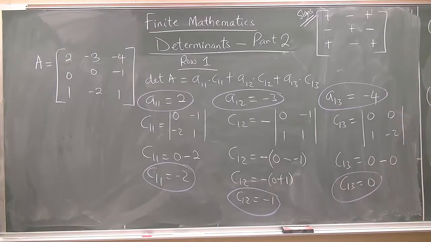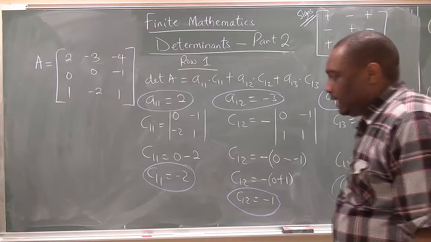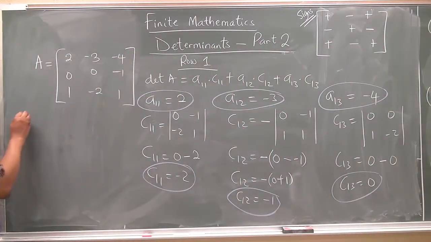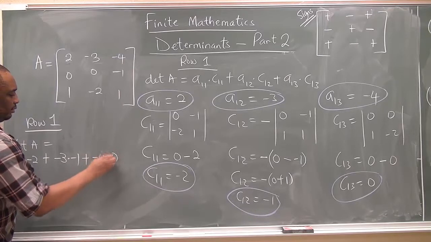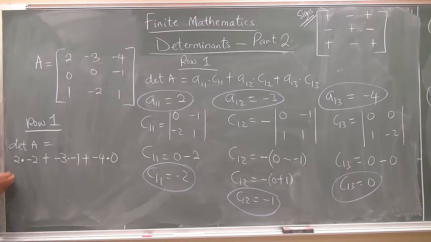So if you look at this now, my determinant A, my det A from row 1, will be 2 times negative 2, plus negative 3 times negative 1, plus negative 4 times 0. So this will now be equal to 2 times negative 2 is negative 4, plus negative 3 times negative 1 is 3, plus negative 4 times 0 is 0. So negative 4 plus 3 is negative 1.